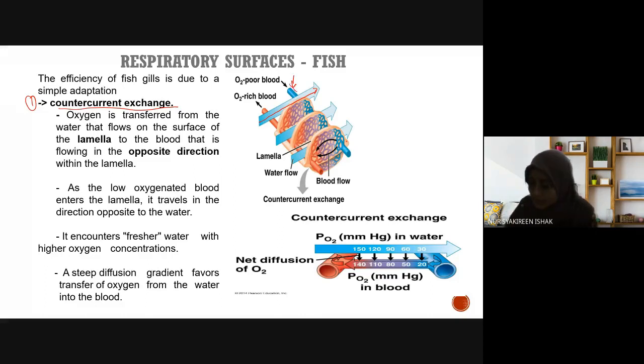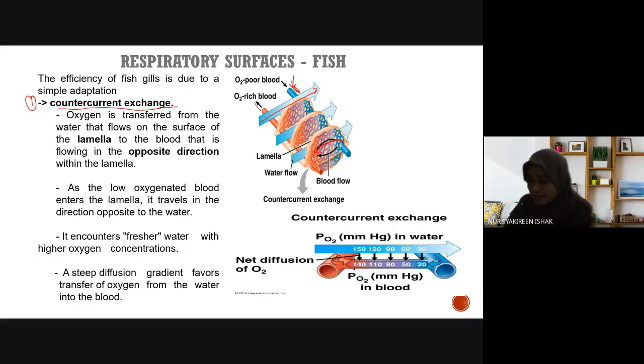So oxygen-poor blood will flow from the vein into the blood capillaries of the gills, within this lamella, in the opposite direction to the water. So from oxygen-poor blood to oxygen-rich blood and into the arteries. So if you look, water and blood flow in opposite directions and the exchange involved is respiratory gas.